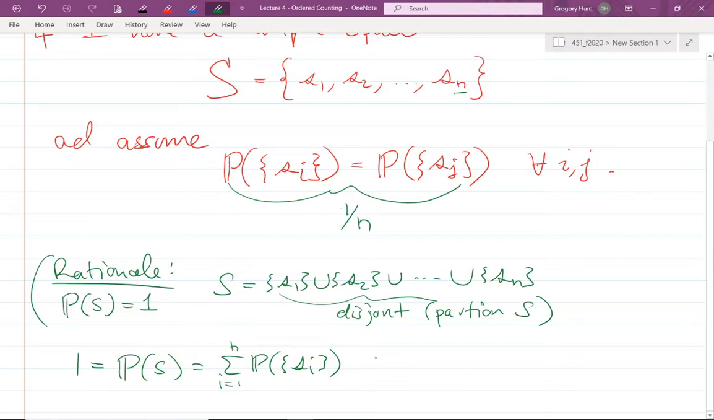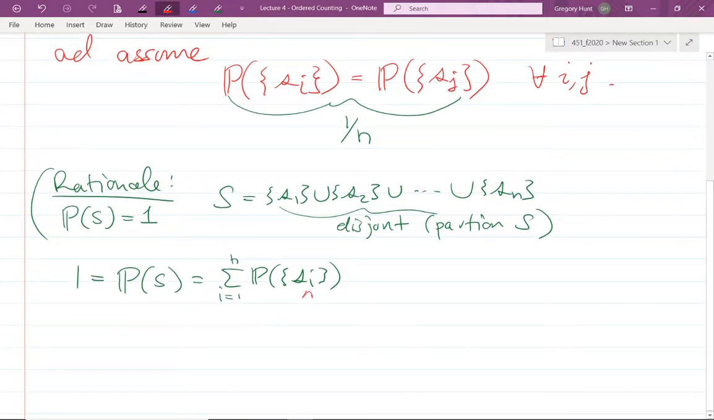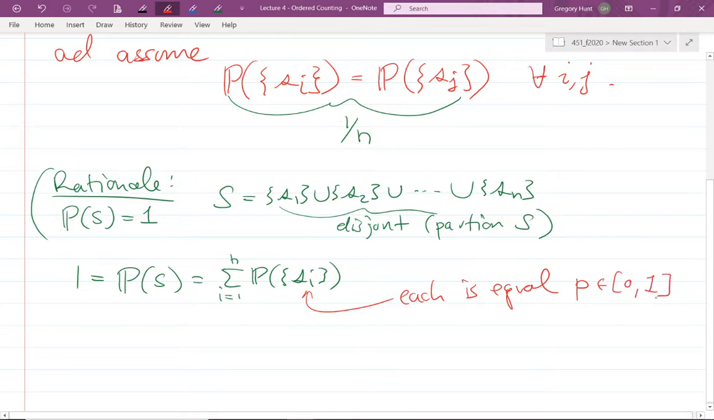And if each of our outcomes are equally likely, so all of these p of s sub i are the same, let's say each is equal to some unknown p, some unknown probability value in the unit interval 0 to 1, then we have 1 is equal to the sum, i goes 1 to n, of just whatever the value is. Of course, this is n times p, and this implies that p is 1 over n, so that the probability of any of these outcomes is 1 over n. I think people believe that.